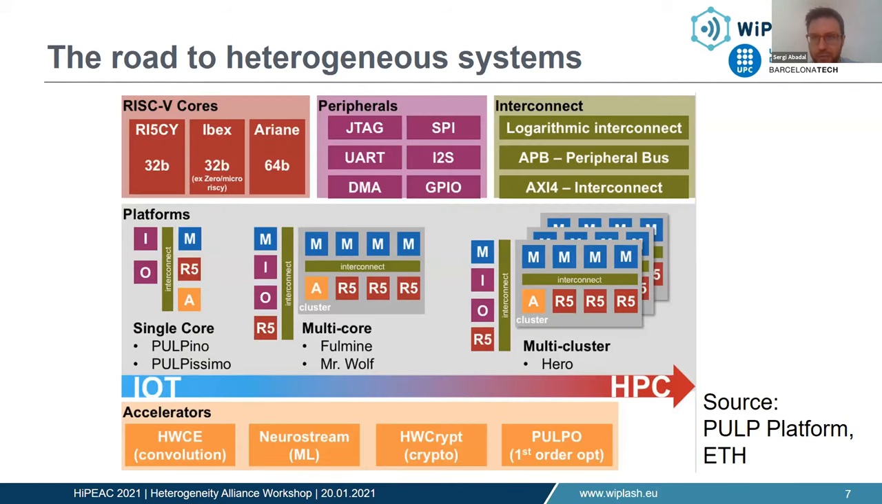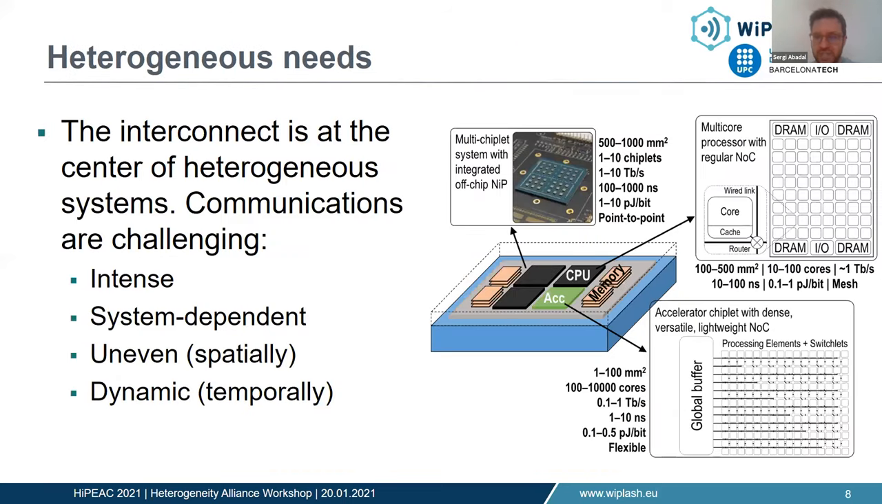A good example of how that trend is going might be the PULP platform, which has a broad selection of cores, accelerators, different types of interconnects and peripherals. They do this kind of pick and place to build different platforms that cater to the needs of different applications and different workloads. But as I was saying, I'm here to talk about the interconnect.